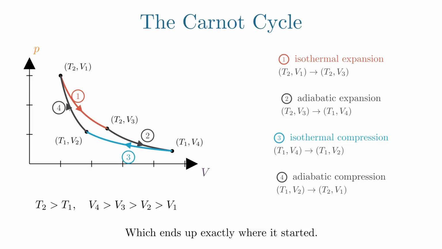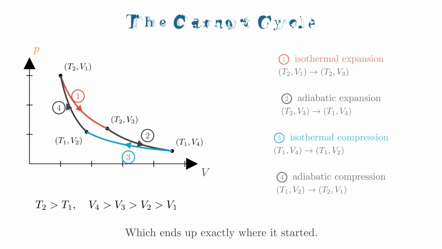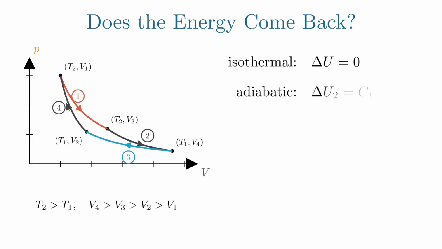a closed cycle. We can first check whether the internal energy change is zero for this process. Clearly, isothermal processes do not change energy, and the two adiabatic processes give internal energy changes of delta U2 equals Cv times (T1 minus T2) equals minus delta U3. Thus, the internal energy change does indeed vanish for this cycle.